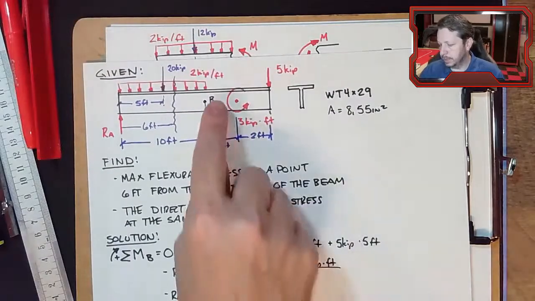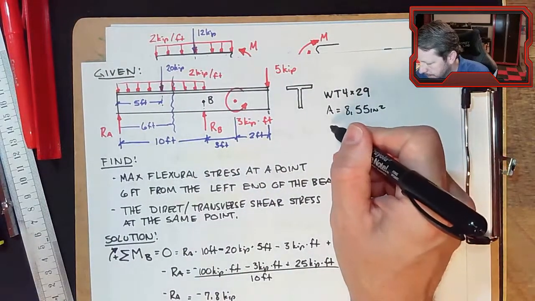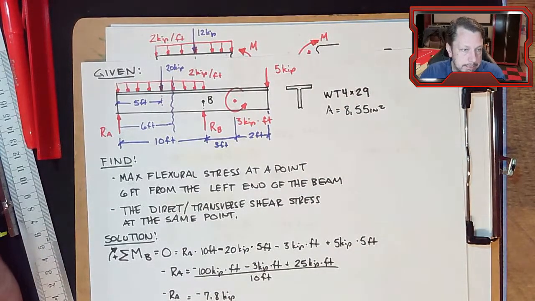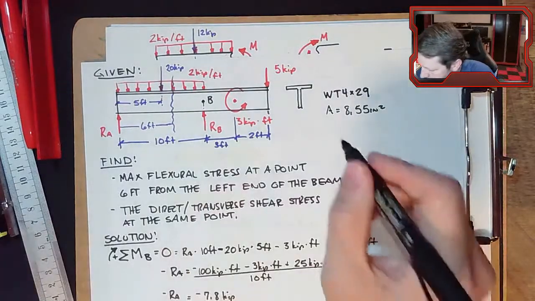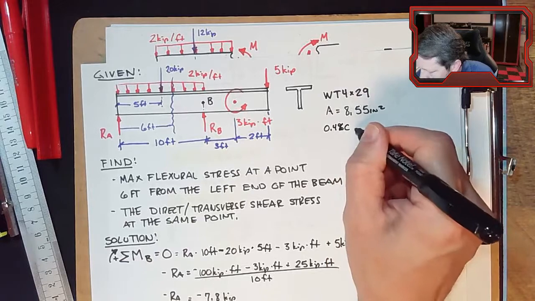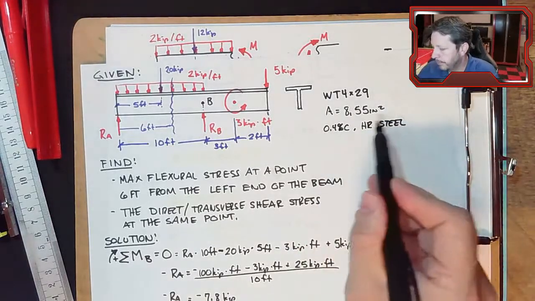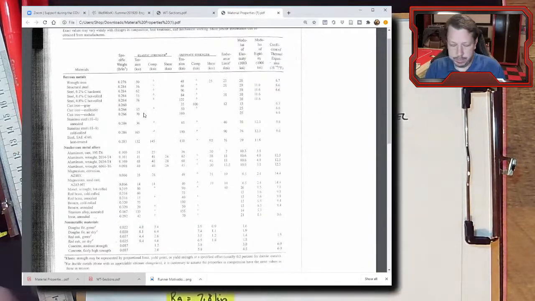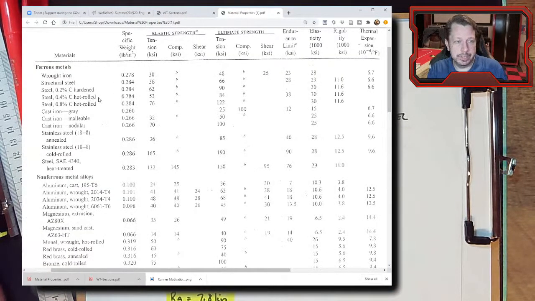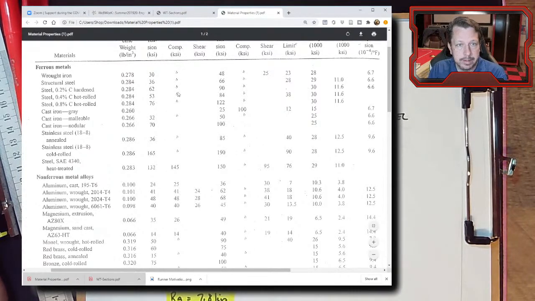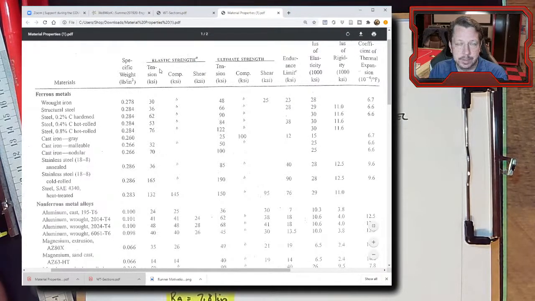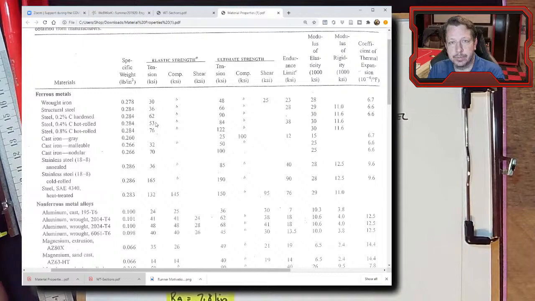Then I have to decide if that's a lot or not. So we need to know the material that our beam is. Let's say that it is a 0.4% carbon hot rolled steel. So we have to find some information about this in the table here. So there's 0.4% carbon hot rolled steel, and we have the elastic strength, which would be the yield strength. If we exceed this number, then we have permanently deformed, bent the beam. That number is 53 KSI, so 53,000 PSI for tension.